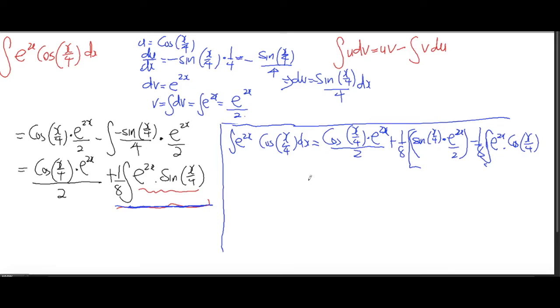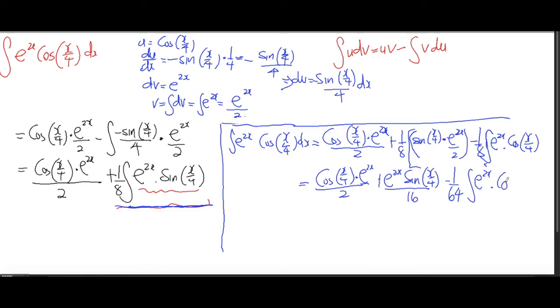Now let's expand this. So when you expand, you get cos(x/4) multiplied by e^(2x)/2, and then if I multiply this inside, that's already 2, times it by 1/8, what I'll have is 16. 8 times 2 is 16. So 1 times that. So I can write this as e^(2x) sin(x/4)/16, and then again multiply 1/8 with negative 1/8, which will give us negative 1/64. And this is the integration of e^(2x) cos(x/4).